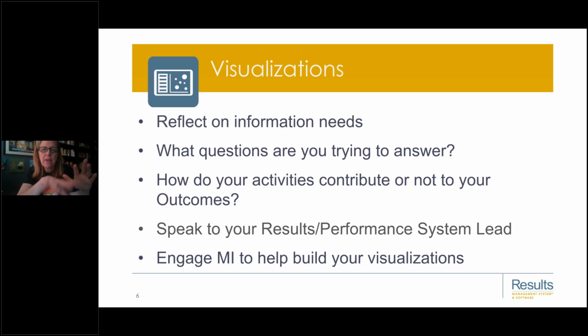Think about the activities that contribute or not to your outcomes. You're doing a lot of work, but is it making a difference? So being able to do a visualization on the outcome, looking at all the process measures to see maybe we're not doing the right thing. We're focused on the wrong thing because our outcomes aren't changing.